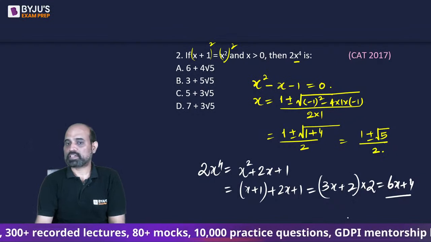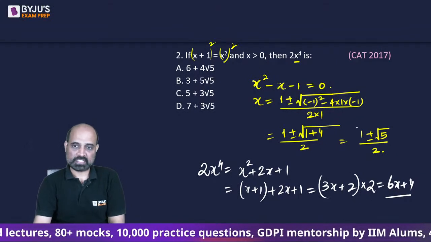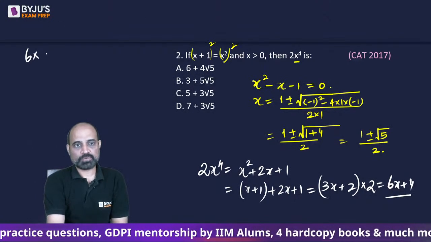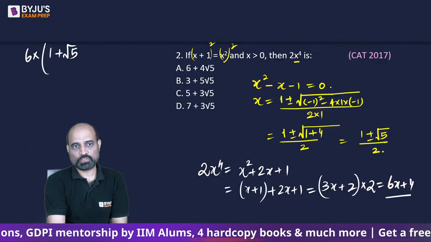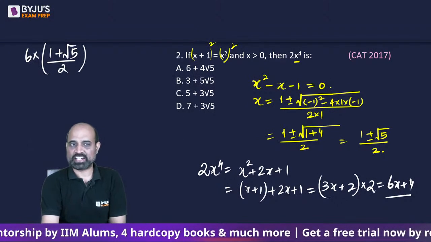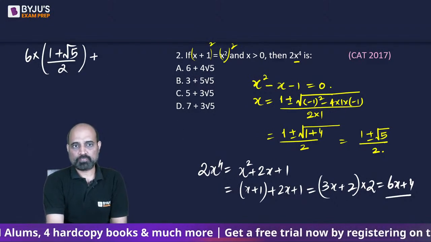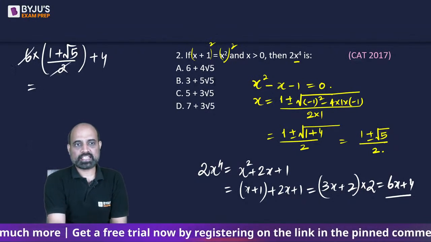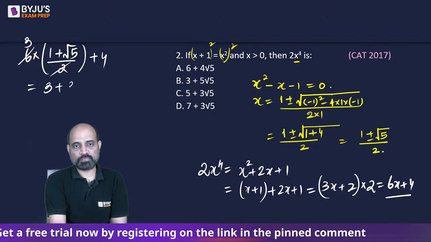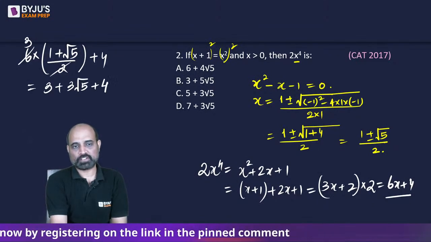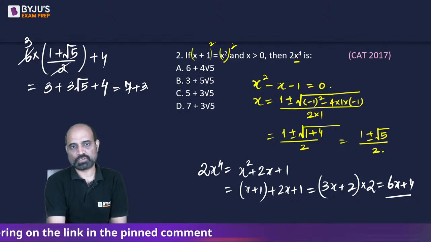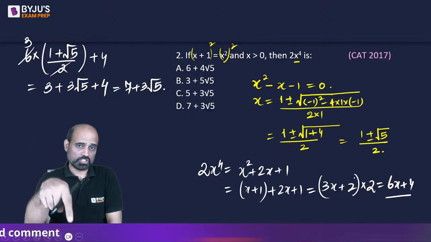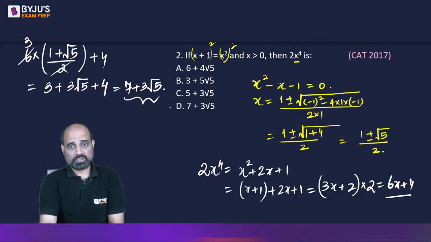We know the value of x. All we need to do is multiply this entire thing by 6 and add 4 to it. So 6 times x, where I will take root 5 by 2 because you don't see a negative part here, plus 4. So 2 and 6 will cancel out. We will have 3 plus 3 root 5 and then another 4, which will result in 7 plus 3 root 5. Instead of 1 minus root 5 by 2, I did not choose it because in the options I did not have a negative sign. So D becomes our answer.